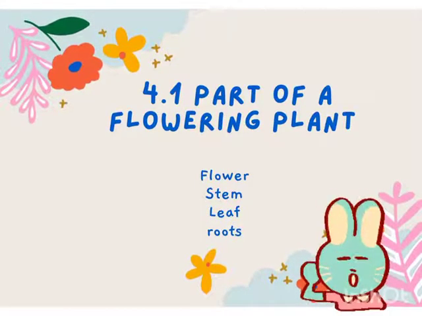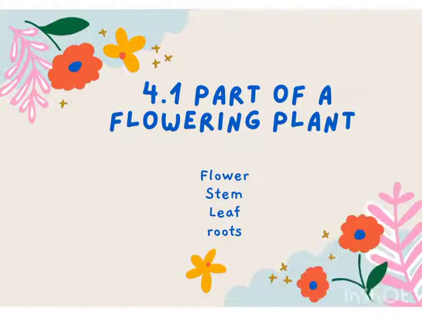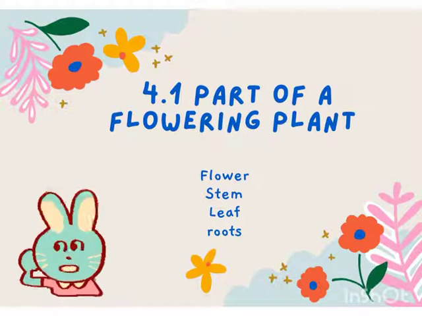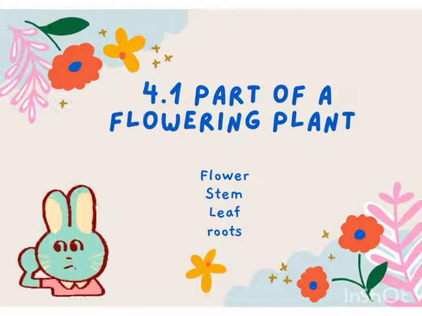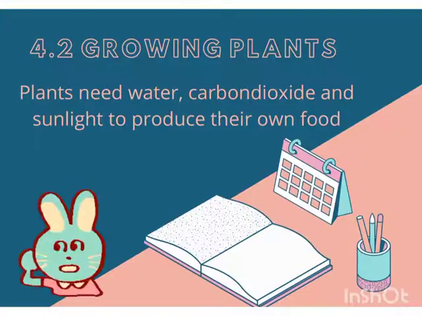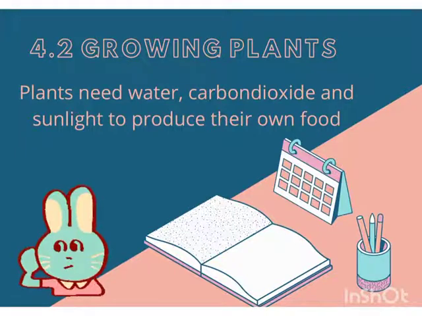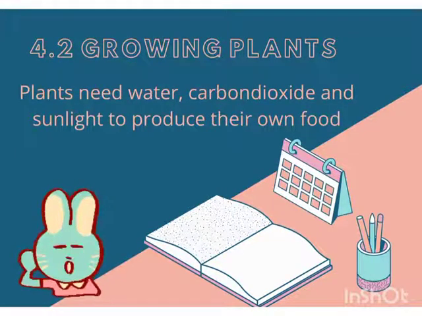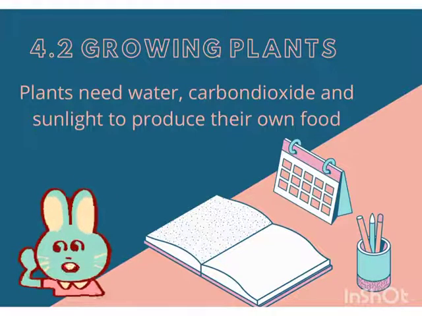The first subtopic in chapter 4, 4.1, is the parts of a flowering plant. We have the flower, stem, leaf, and roots. The second one, 4.2, growing plants. Plants need water, carbon dioxide, and sunlight to produce their own food.